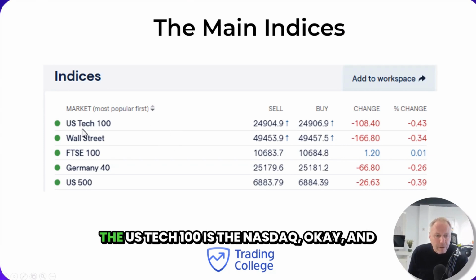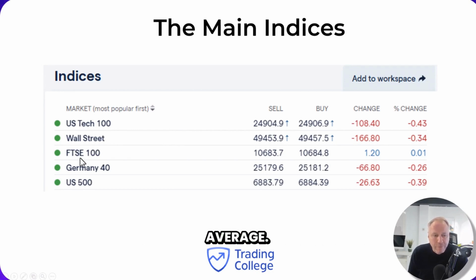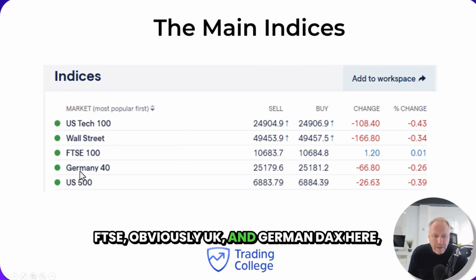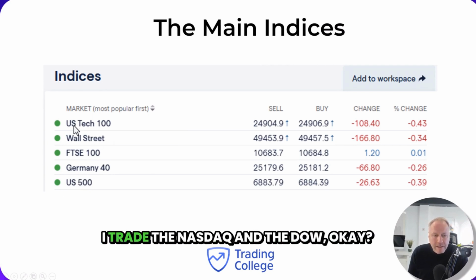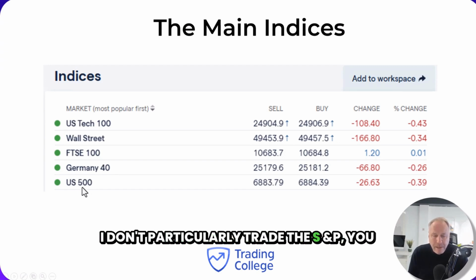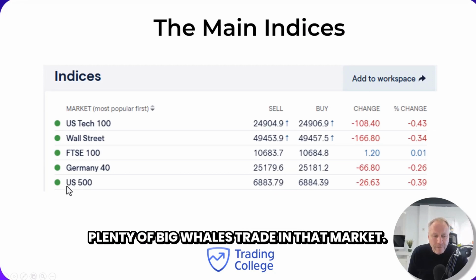The US Tech 100 is the NASDAQ, and Wall Street is the Dow Jones Industrial Average. Then there's the FTSE, obviously UK, the German DAX, the German index, and then the S&P 500. I trade the NASDAQ and the Dow. I don't particularly trade the S&P. You can, it's a great big market, and plenty of big whales trade in that market.